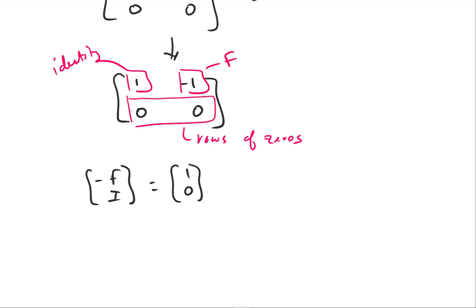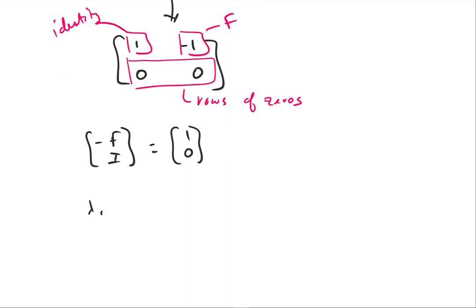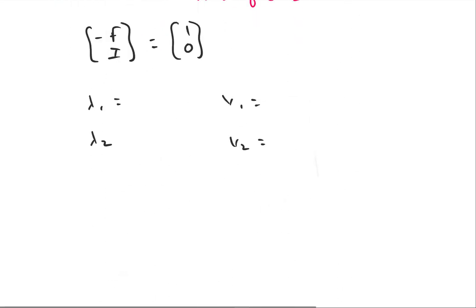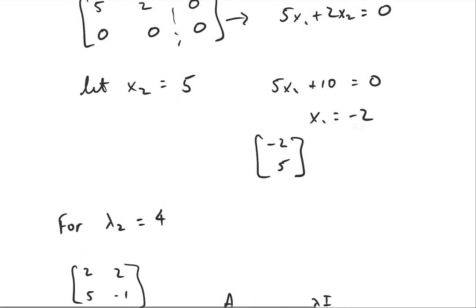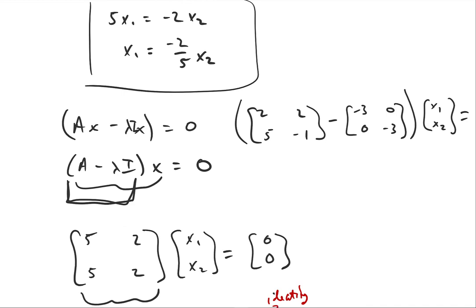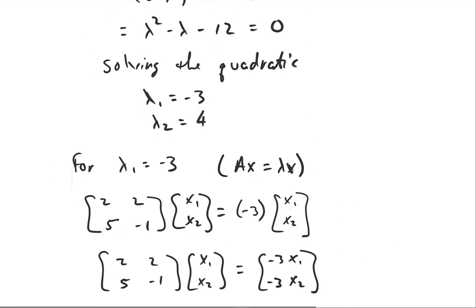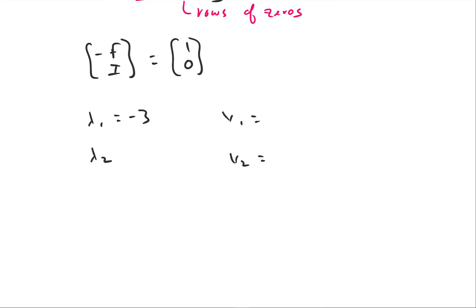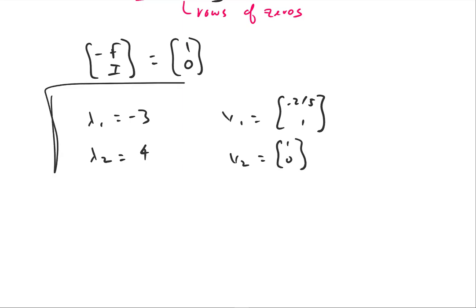So my complete answer here would be, lambda 1, I've forgotten, lambda 1 was negative 3, and the eigenvectors, so we'll use this negative 2/5, 1. So we have lambda 1 equal to negative 3, and v1 was negative 2/5 and 1, and then lambda 2 was equal to 4, and v2 was equal to 1, 0. And so that is our complete answer to the problem.